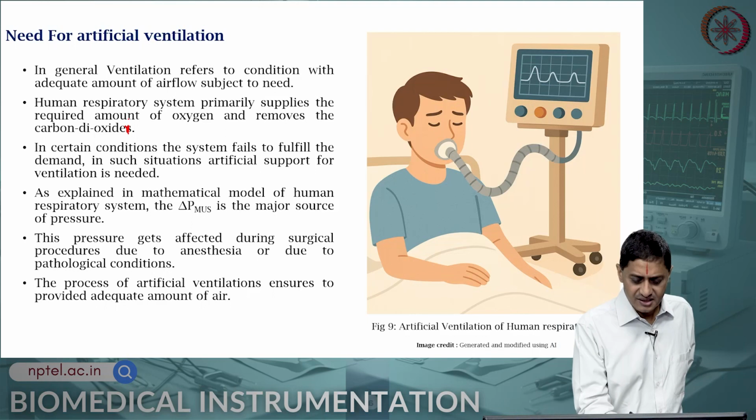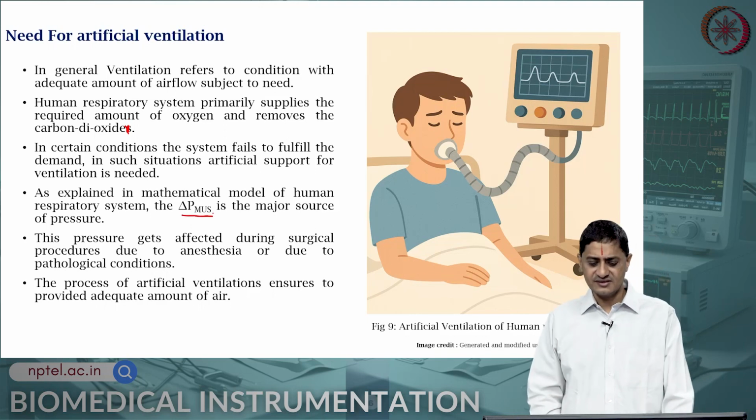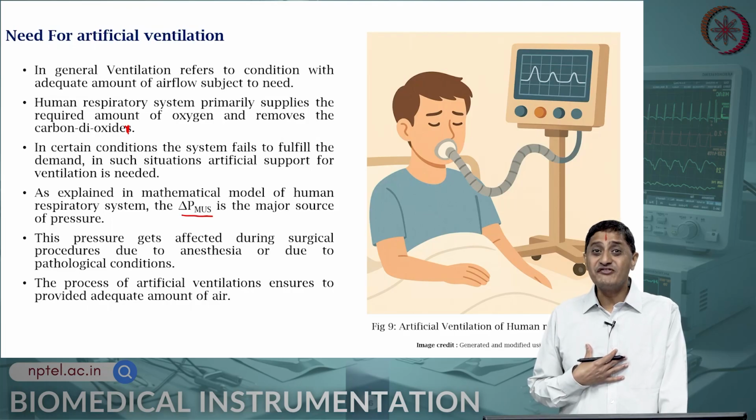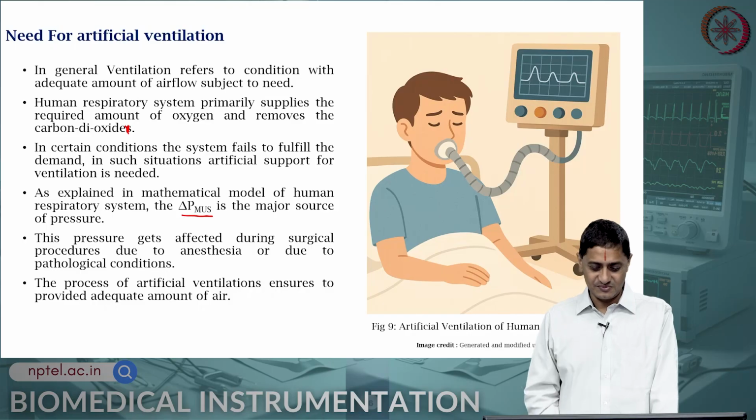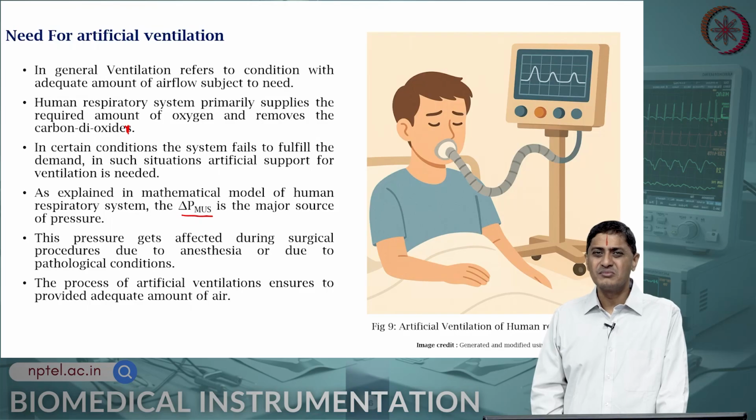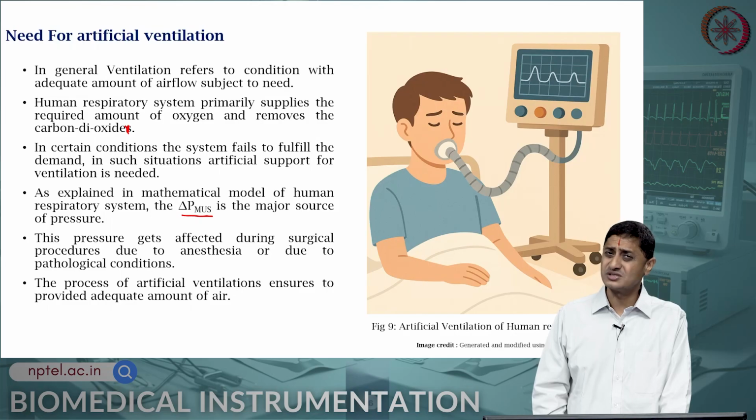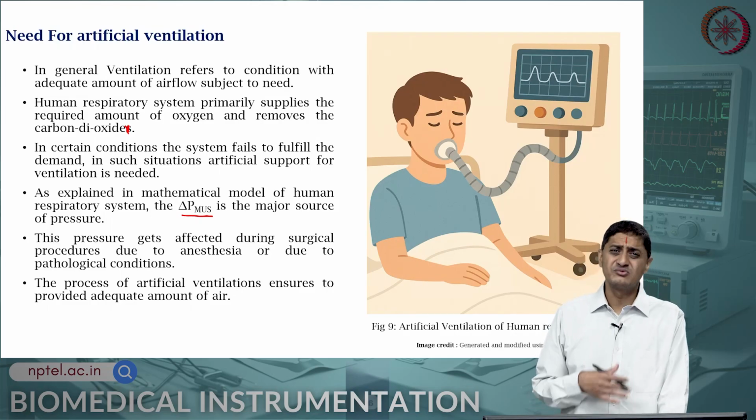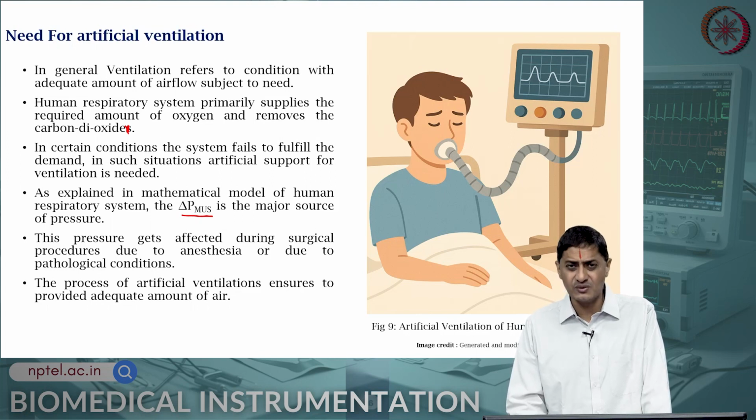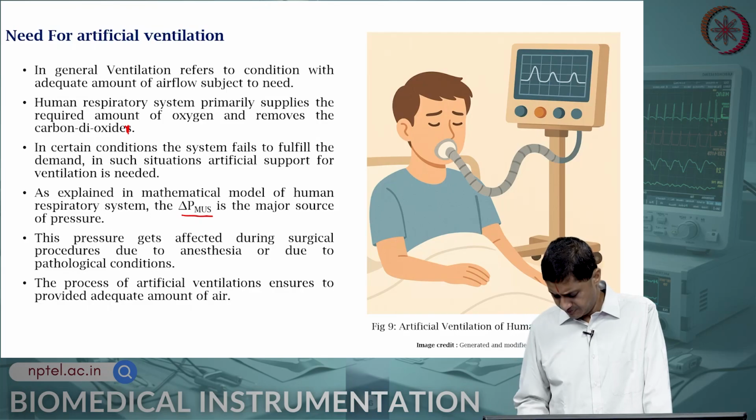So, essentially the delta P muscular is the major source of pressure. The difference in muscle pressure is what is causing the breathing. This pressure is affected during some surgical procedures, or due to anesthesia, or due to some other pathological conditions. For example, breathing problems, fever, cold, other diseases, and in extreme forms COVID type of diseases. And this process of artificial ventilation essentially provides the adequate amount of air and oxygen to the person.